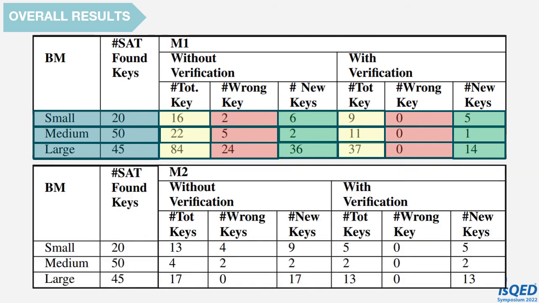And for method M2, where we fix the SAT keys, for small we can see 13 total keys were found, out of them 4 were wrong, and the new keys were 9, that is, 9 keys are found on top of SAT keys. With verification we can see 5 keys are found on top of SAT keys, and we can see the number of keys for medium as well as large. From this we can observe that the wrong keys have been totally eliminated with the verification process.